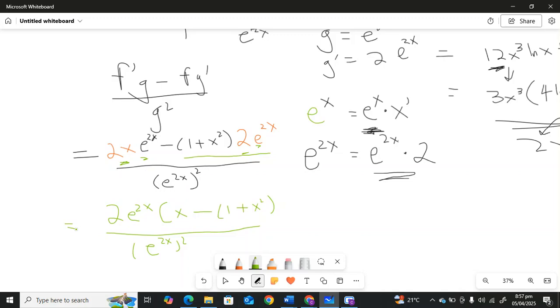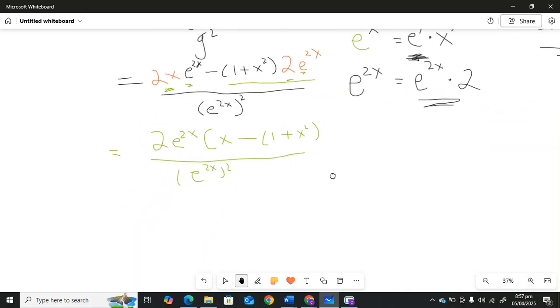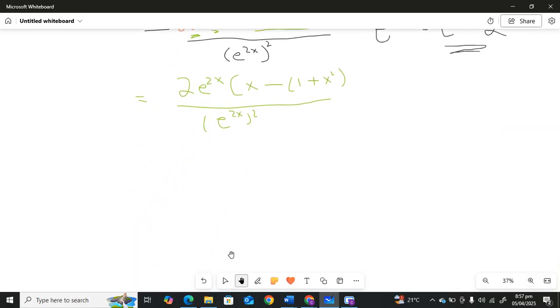Okay, let me do the last one. Then after we do that last one, we can now start practicing this differentiation. Colleagues, after this last one, then we can now practice.